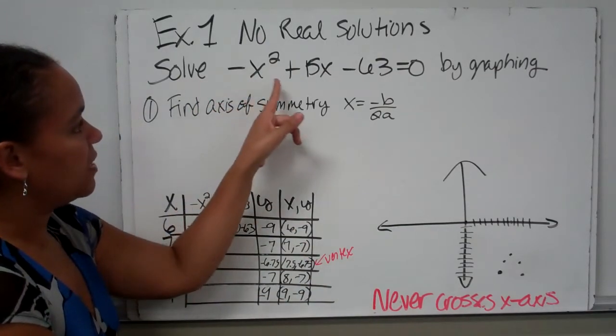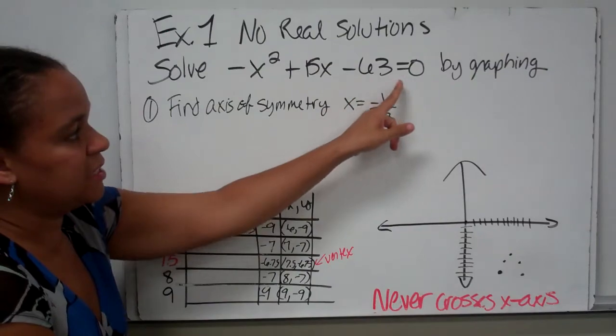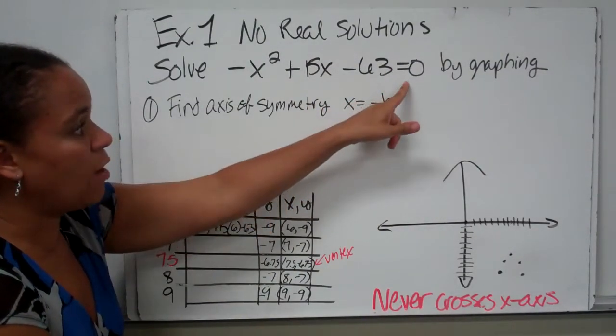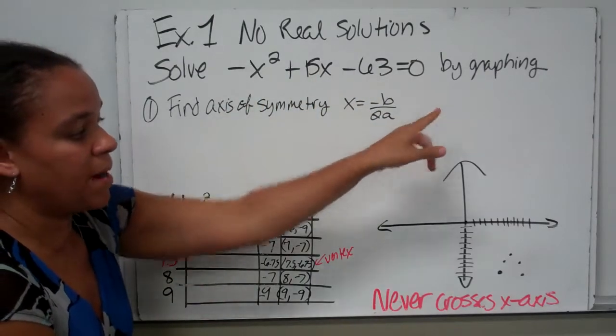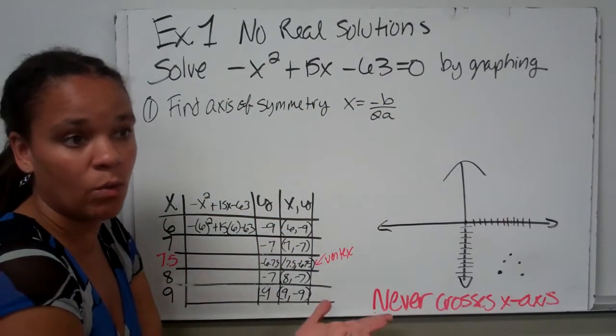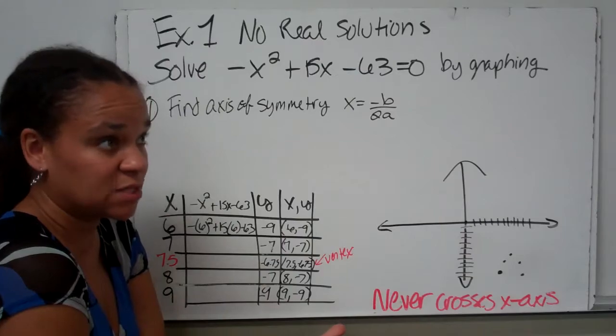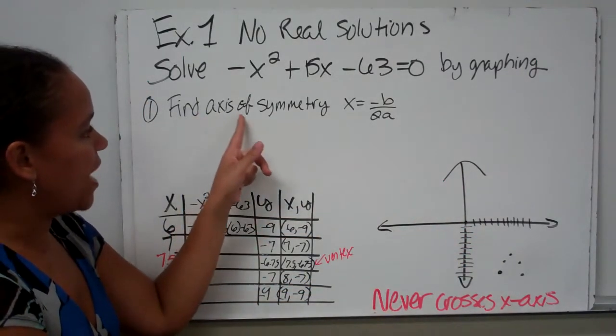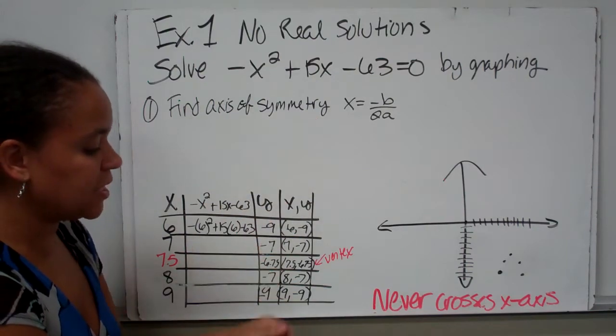If we were to solve negative x squared plus 15x minus 63 is equal to 0, so that means we're solving this. We want to find out when this is actually equal to 0. By graphing, that means we want to find out when it crosses the x-axis, because that's when the function y would be equal to 0. So find the axis of symmetry.